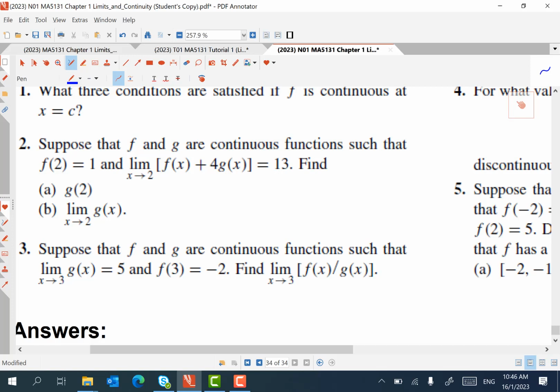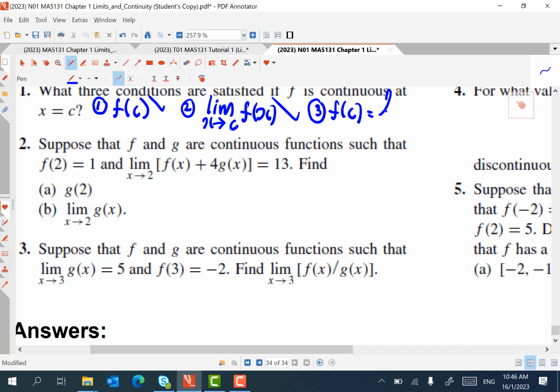Number one, what are the three conditions? f(c) exists. This one must be well defined. What's the next one? The limit of f(x) as x approaches c must exist. And both of them must be equal to each other. Right, f(c) must be equal to the limit.